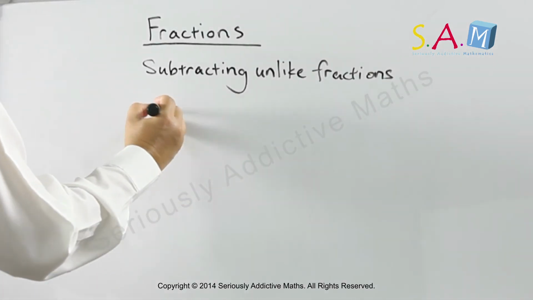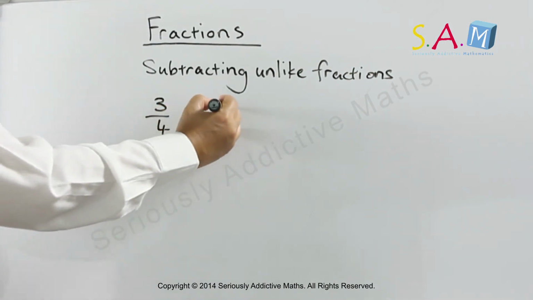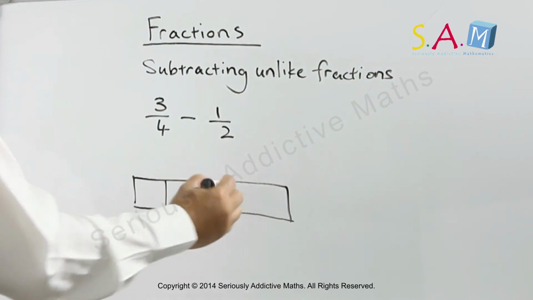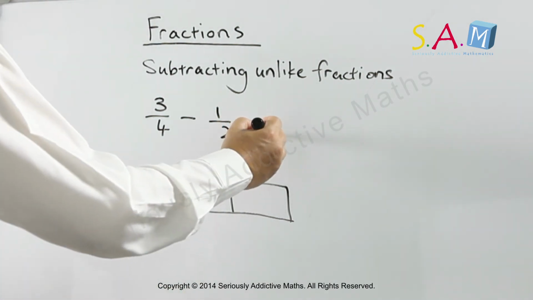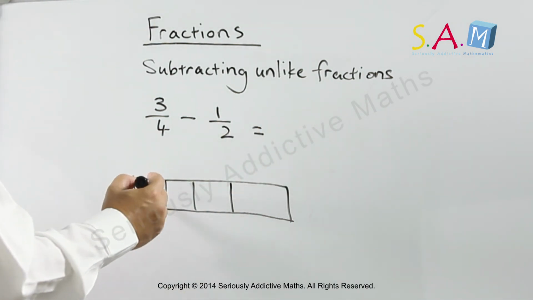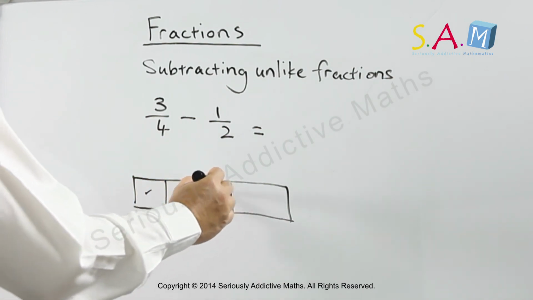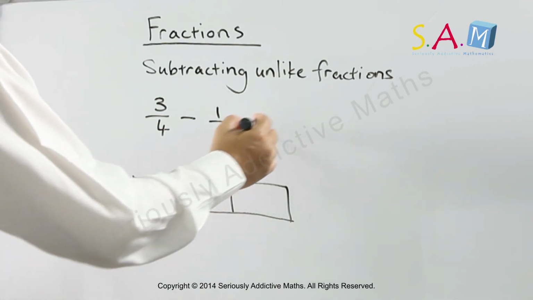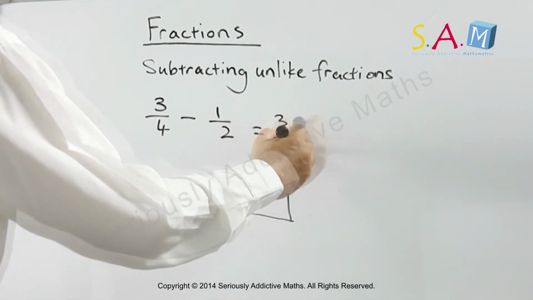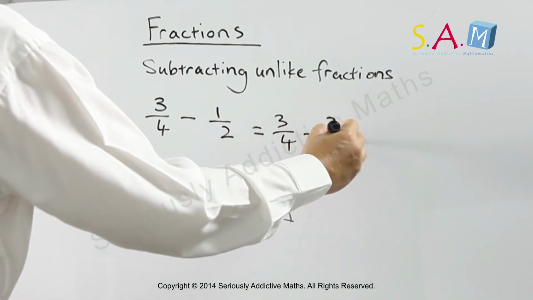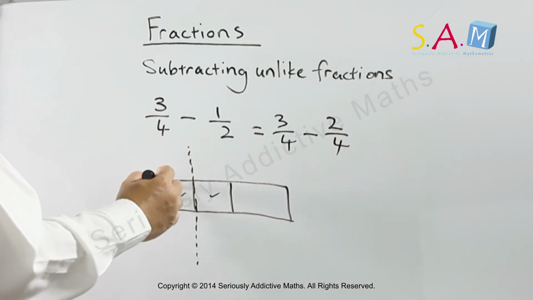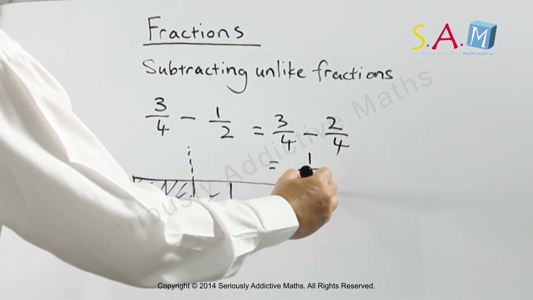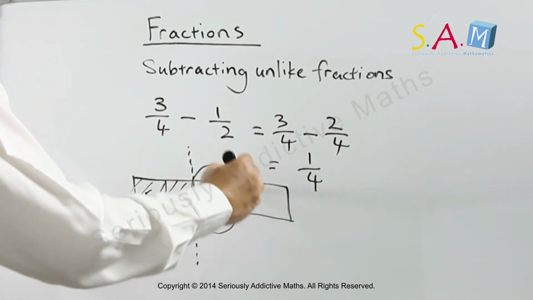For example, 3 quarters take away half. What is half? 1, 2, 3, 4. This is the same as saying 3 quarters: 1, 2, 3. 3 out of 4 take away half, and half is 2 out of 4. So when you take this away, it's going to be 1 out of 4. This is what we have now.